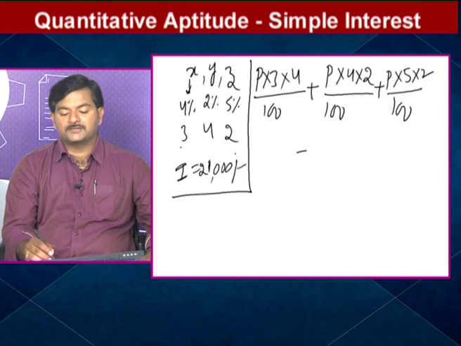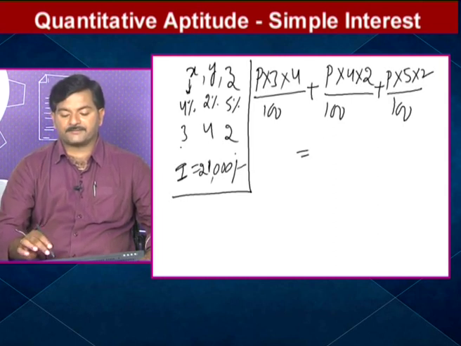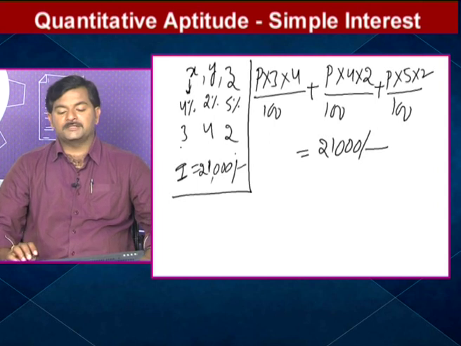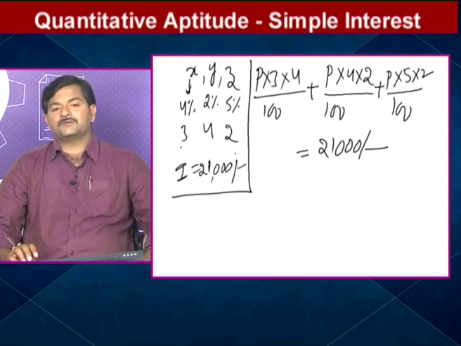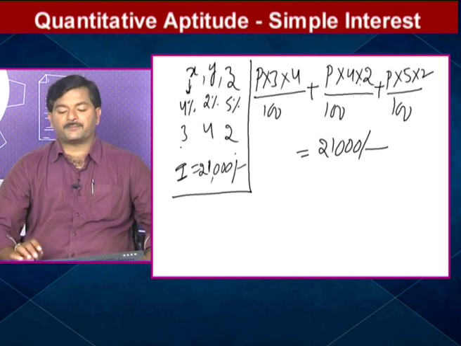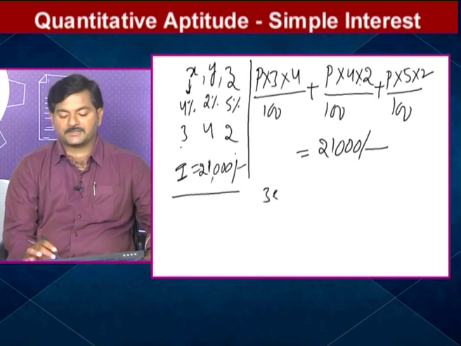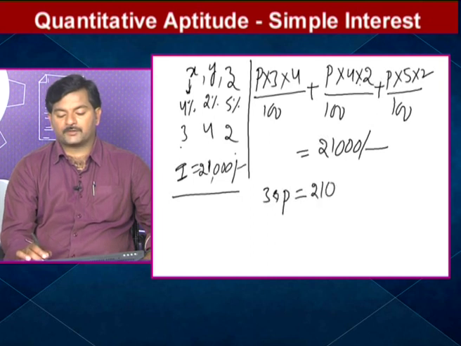Together the total interest we are getting is 21,000 rupees, right. So solving this, 12p, 8p, 10p. So 12, 8, 20, 30p, it's clear. So 30p is equal to 21,000.